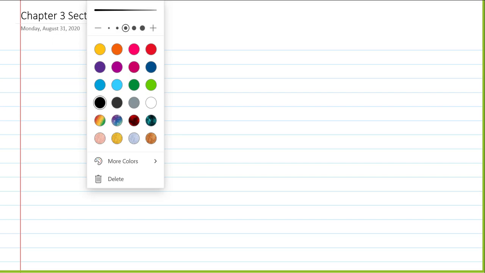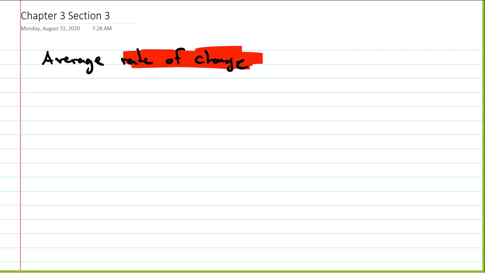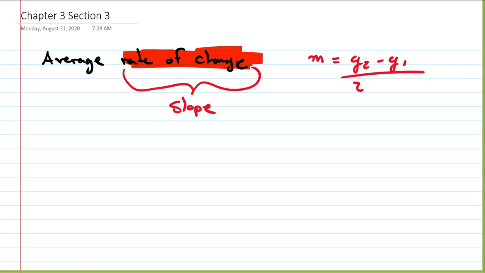So the first thing we want to talk about in this section is the average rate of change. A key part of this is our rate of change, which is our keyword for slope. And we actually know what that is. So we have our nice formula for slope, right? Our slope m is y2 minus y1 all over x2 minus x1. But now we've got this extra descriptor, average.